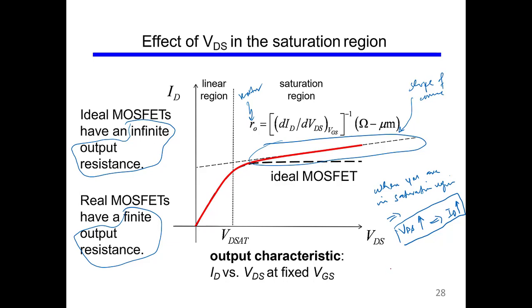What was the ideal behavior? The ideal behavior was that ID should change only with a change in the gate voltage, because our transistor is a gate controlled current source. But due to this finite output resistance, by increasing VDS, the current will increase.